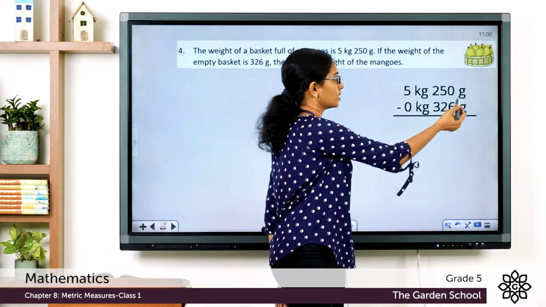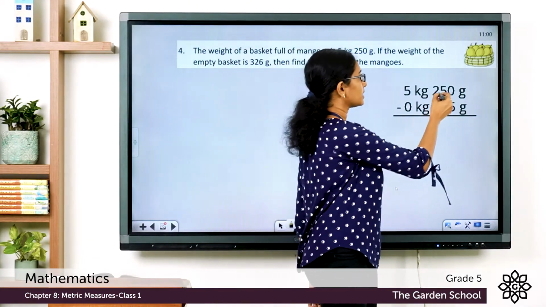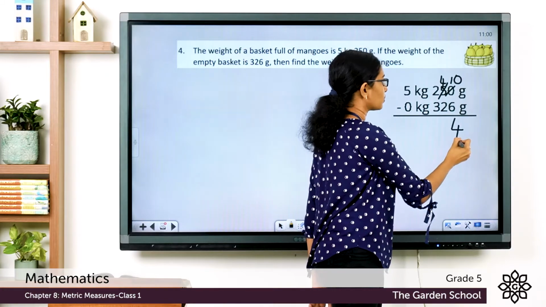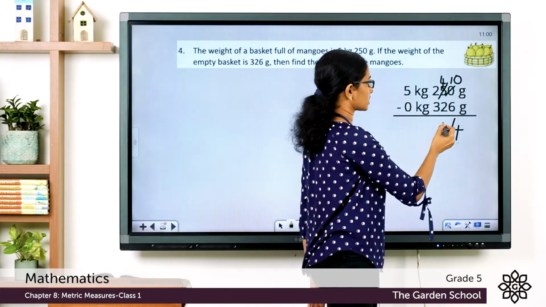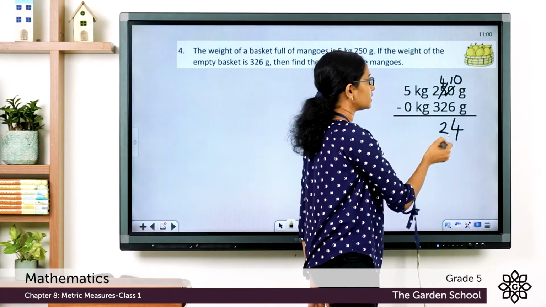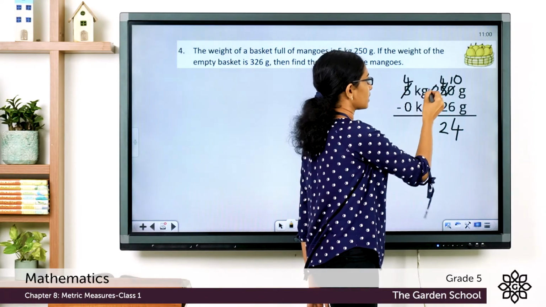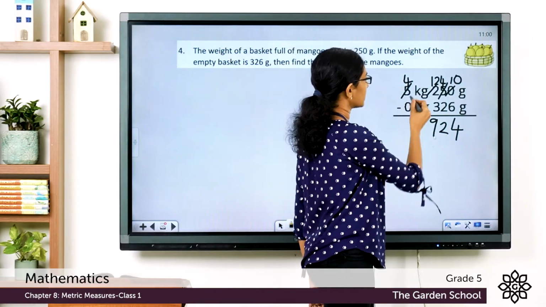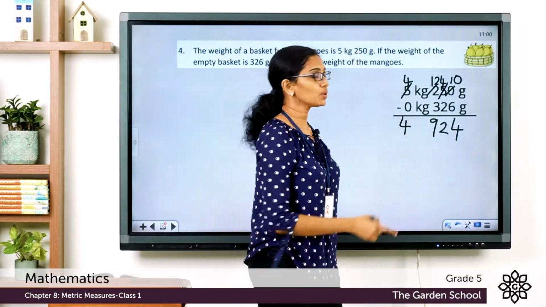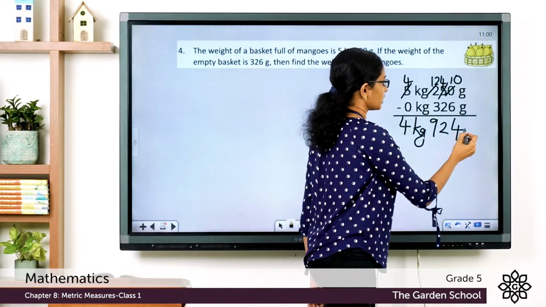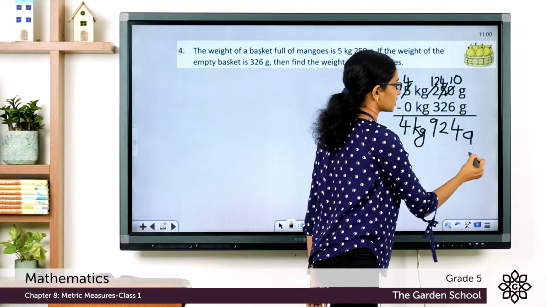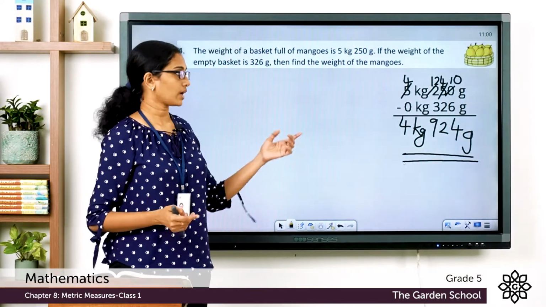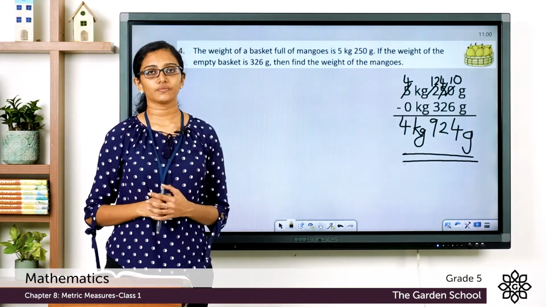Right now, we can do the subtraction easily. So here, 0 minus 6. We cannot do that. So let's borrow. This becomes 4. This becomes 10. 10 minus 6 is equal to 4. Now it's 4 minus 2. Which is equal to 2. Now 2 minus 3 we cannot do. Again we borrow. Now this becomes 12. What is 12 minus 3? It is 9. And here it becomes 4 minus 0 which is equal to 4. So this is 4 kilogram and 924 gram. So what is the weight of the mangoes alone? The mangoes alone weigh 4 kilogram 924 gram.